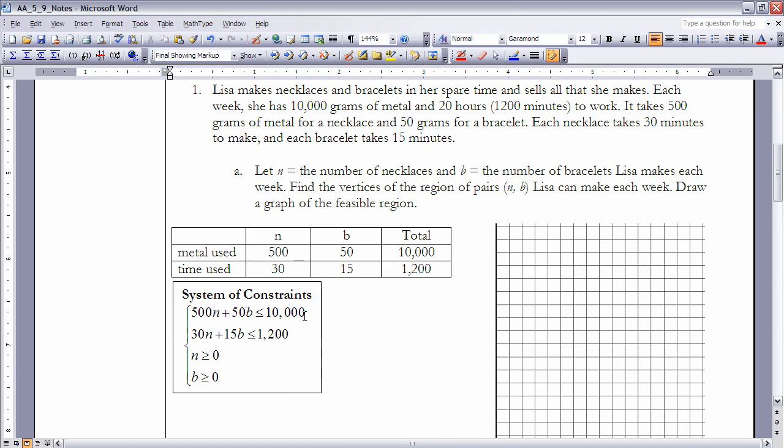I can't make -6 bracelets or anything like that. So I want to include that and know that my system has to reside in that first quadrant of my graph.